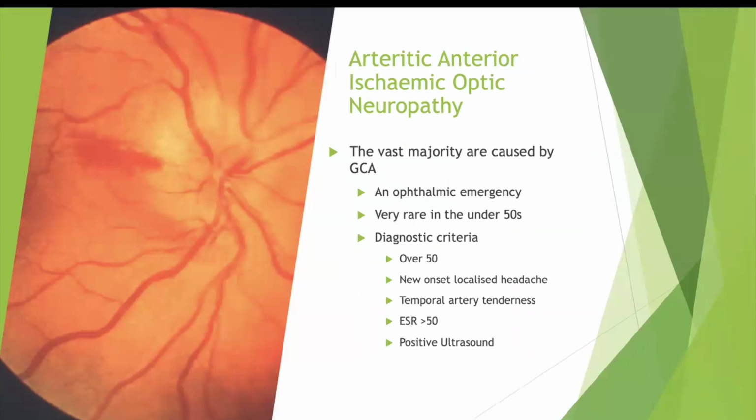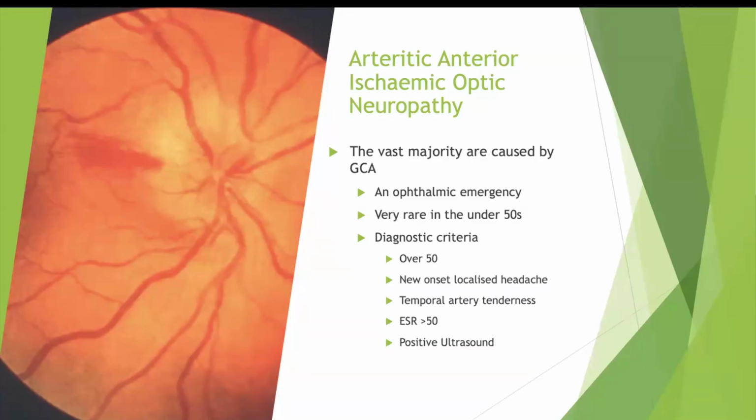Like I said, the majority are caused by GCA. There are other sort of differentials to think about if some of your investigations are coming out negative, and that includes things like Takayasu's, GPA, PAN, for example, polyarteritis nodosa. So there's different causes of an arteritic anterior ischemic optic neuropathy, but the majority will be giant cell arteritis. Now, you have to remember that this is obviously an ophthalmic emergency, it's life-threatening, and your patient is typically going to be an over 50-year-old coming in with a new headache, some tenderness to the scalp, and there are certain investigations that will go into a bit more detail that will be positive.